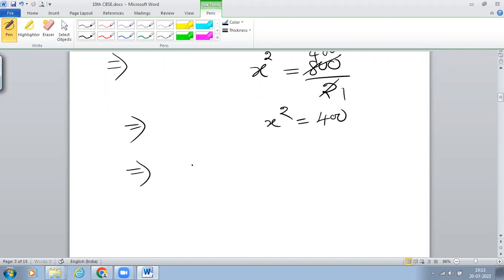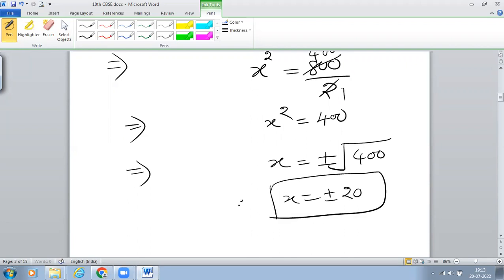Now, this square when taken to the opposite side becomes square root, and we have to put plus or minus. When a square is taken to the opposite side of the equation, it becomes plus or minus square root of 400. Now, what is the value of plus square root of 400? 20. Yes, very good. 20 into 20 is 400. So square root of 400 is 20. So we got the value of x is equal to plus or minus 20.